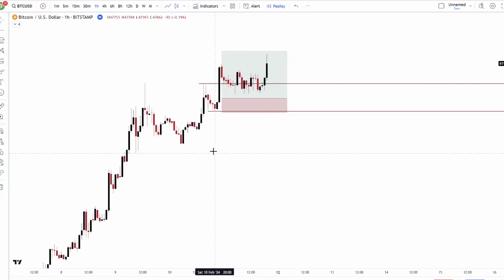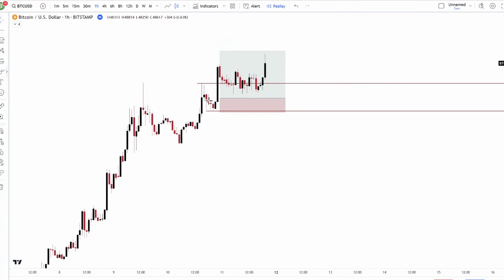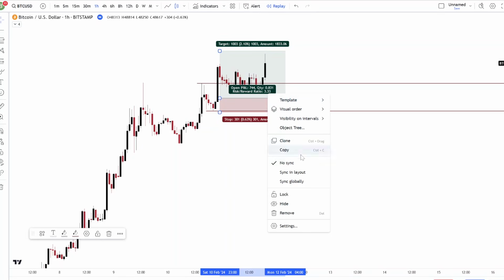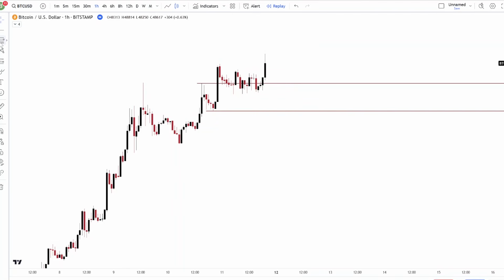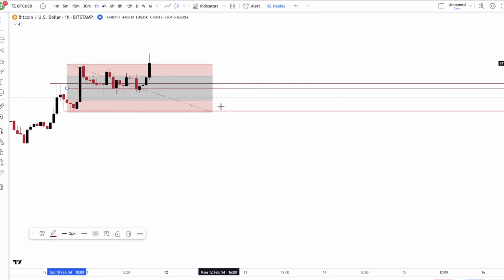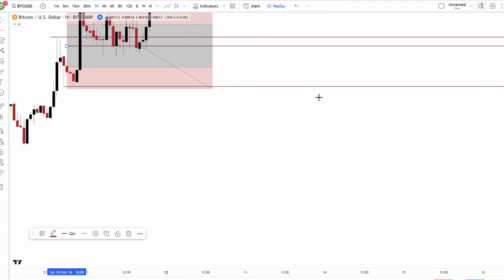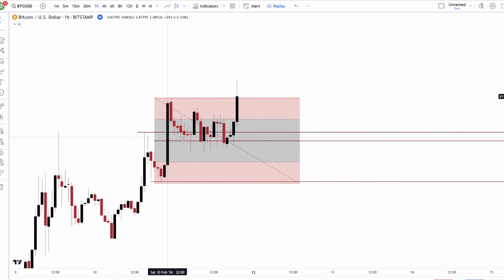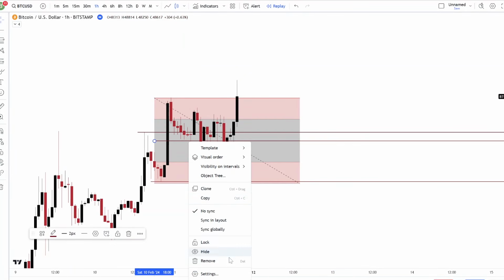Not every time price will reach this level and give you an easy trade. Sometimes it gives people the 50% trade. The 50% trade is when you pull out your fib and price reaches the 50% point. That does happen quite often. So as you can see here, this is the 50% line. This is the 50% line. Price reacted off the 50% line.